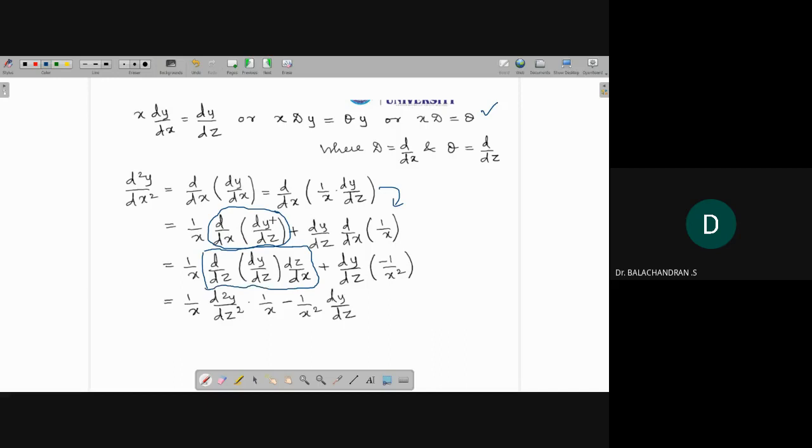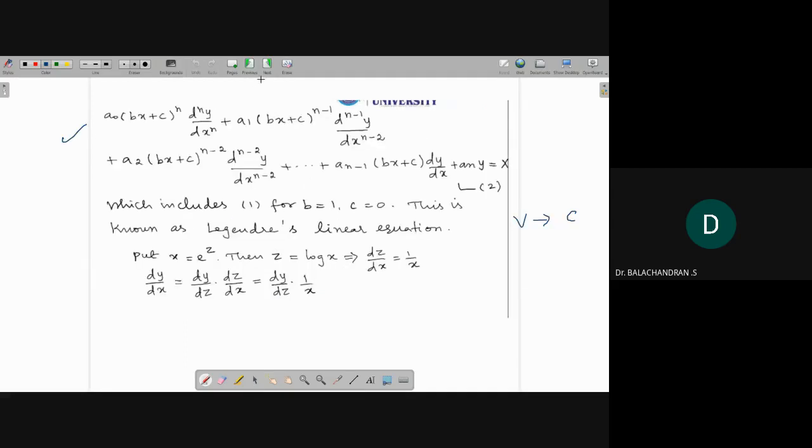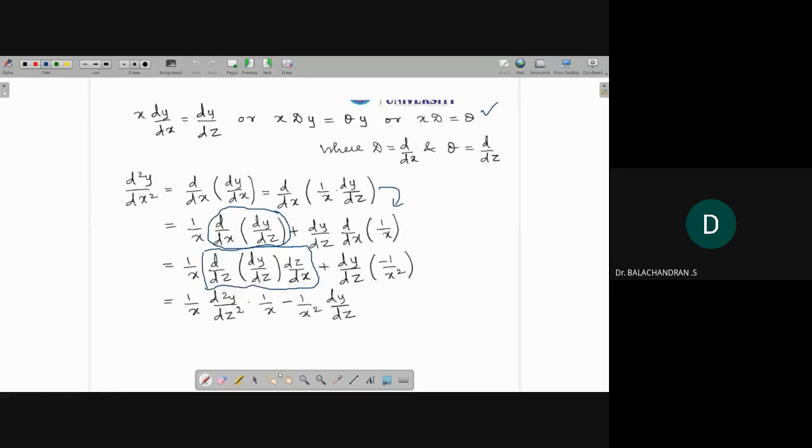So these two are equal: d by dx of dy by dz equals d by dz of dy by dz into dz by dx, plus dy by dz times the differentiation of 1 by x with respect to x, which gives minus 1 by x square. Now 1 by x, this is d square y by dz square. What is dz by dx again? dz by dx is 1 by x. So we get 1 by x square here, and here also 1 by x square.